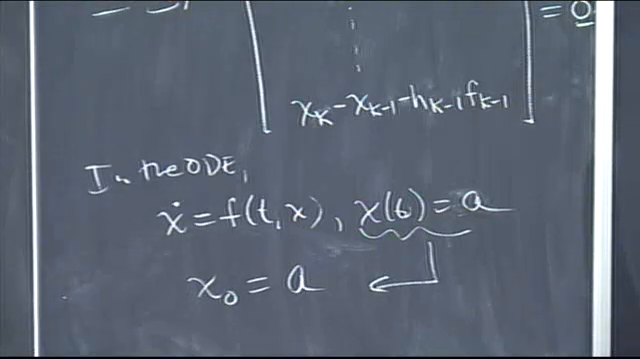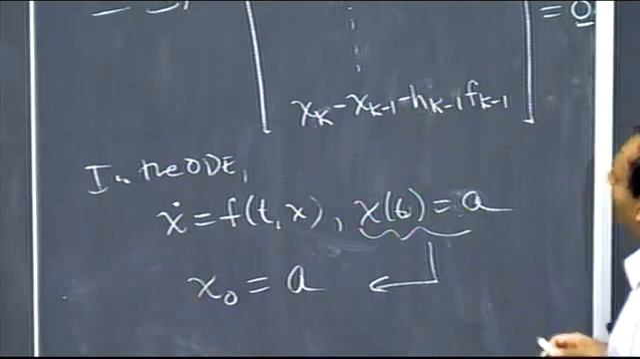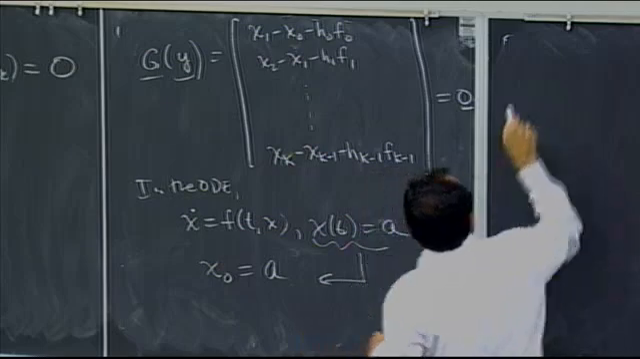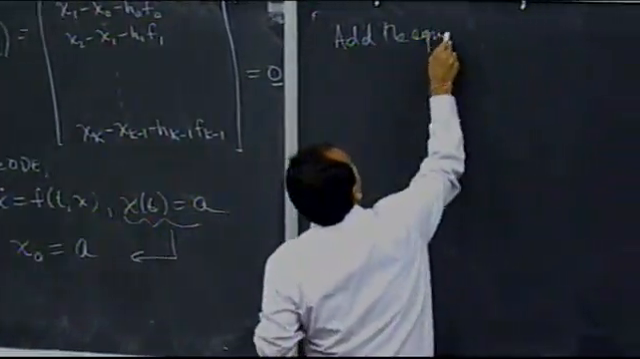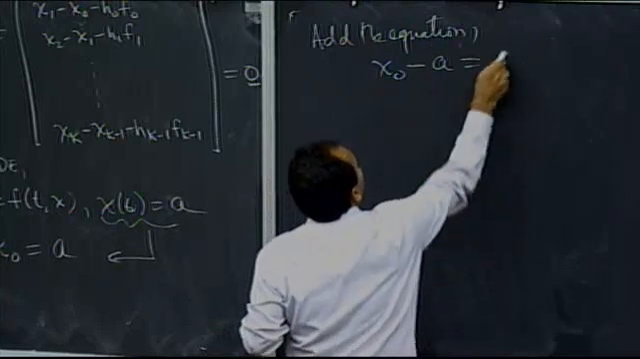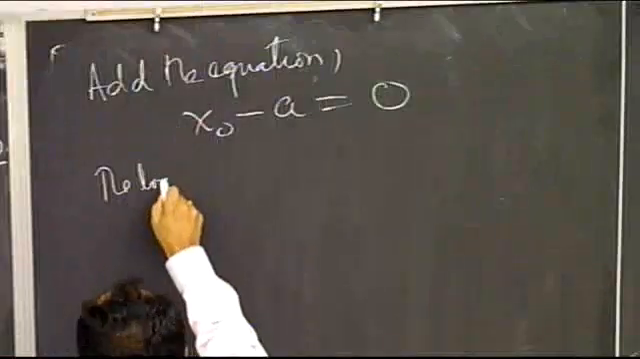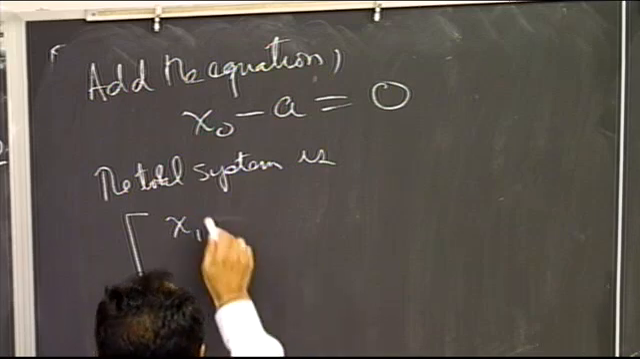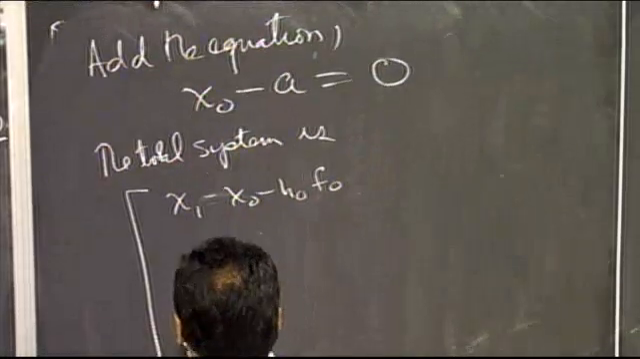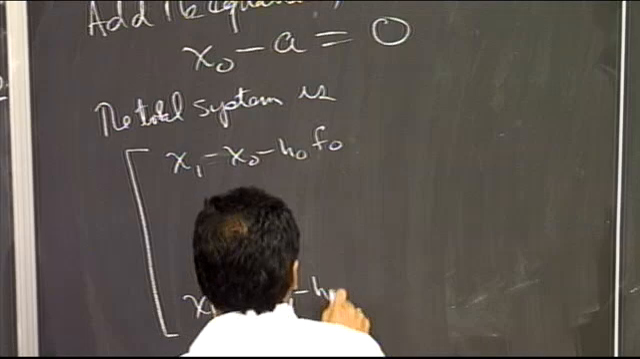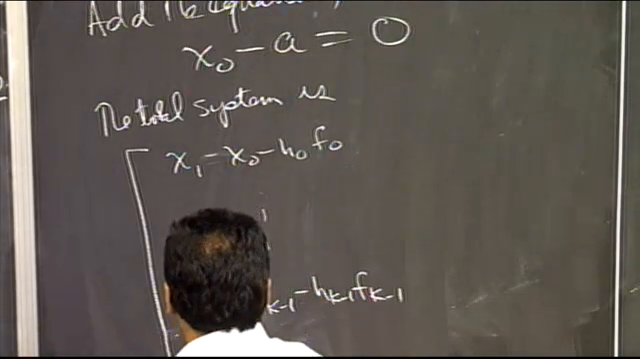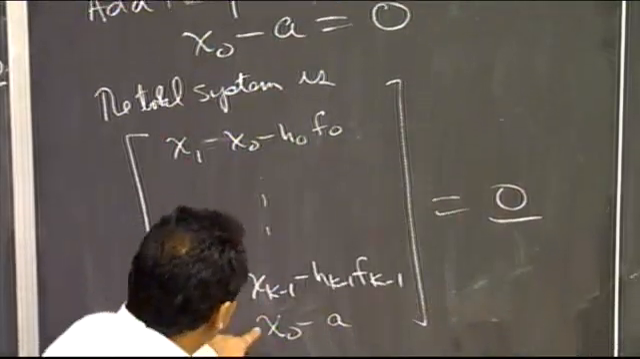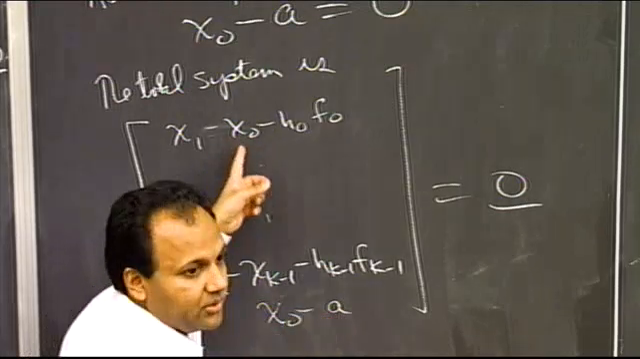So I can either solve the system the way it is, or I can add an equation. I can either substitute a into this equation here. That's the first thing I can do. Or I can add another equation to this system. This seems like a dumb equation to add, but this is often how people do this: x0 minus a equals 0. So the total system is as follows: x1 minus x0 minus h0 f0 all the way up to xk minus xk minus 1 minus hk minus 1 fk minus 1, and then there's an additional equation, x0 minus a, and this whole system is now equal to 0. Now you can see that this is a trivial equation to solve.